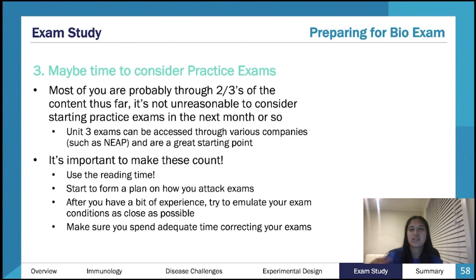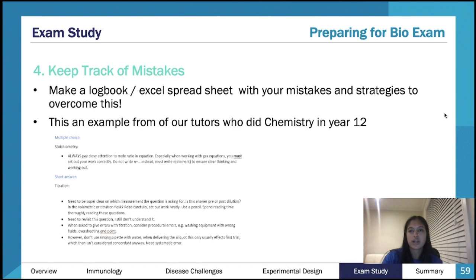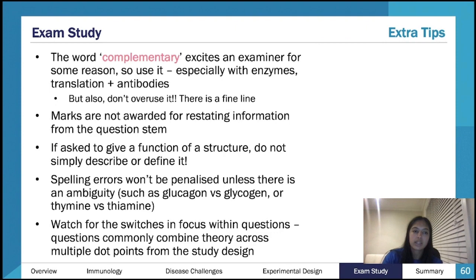We kind of talked about this in terms of keeping track of your mistakes, but yeah, it can be really helpful to observe them. I think this is the last slide. So we've talked about complementary, this idea of being specific just comes up in bio all the time. Like I'm almost sick of saying it so much, all the time.